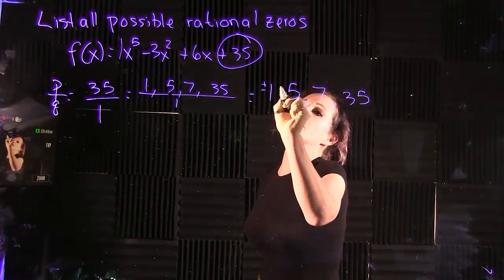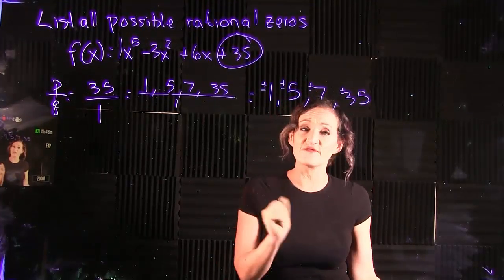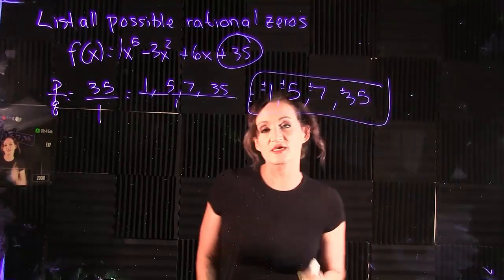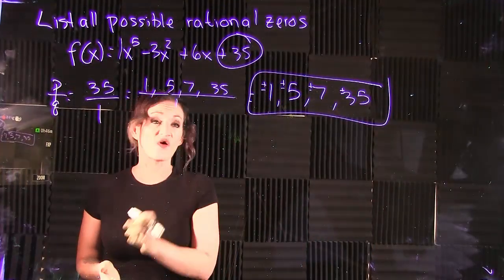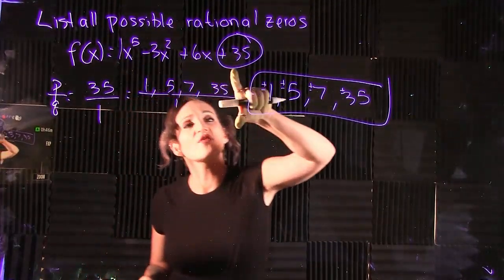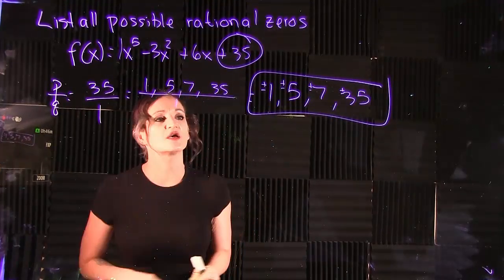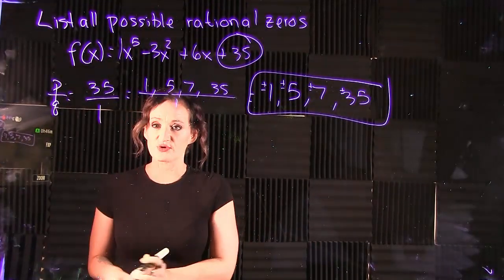Put a plus or minus in front of each one of these because they can be positive or negative. This is the list of all possible rational zeros of the following example here. So last number over first number, find all the factors of it, write the possibilities out. So there are 8 possibilities of rational zeros for this particular equation.